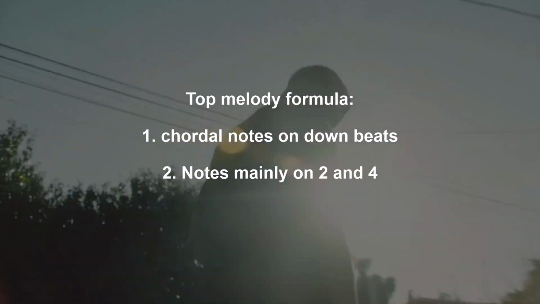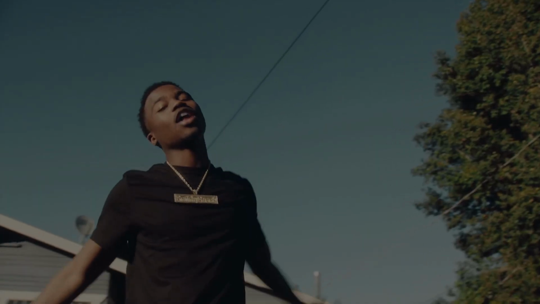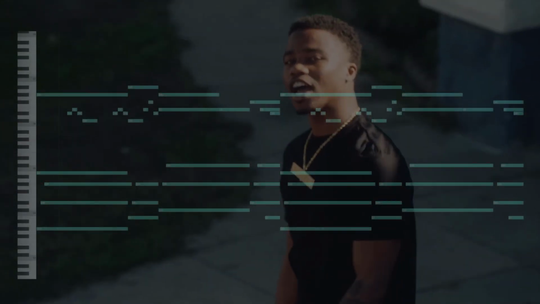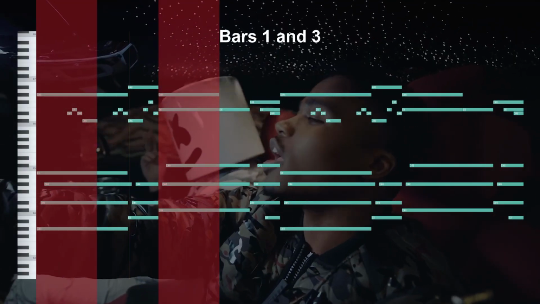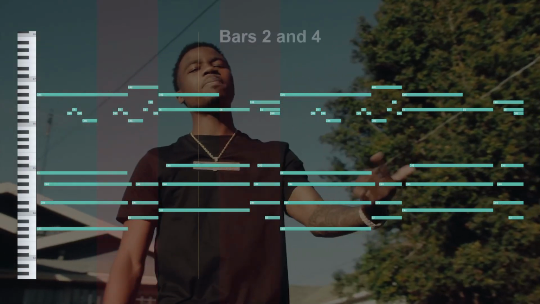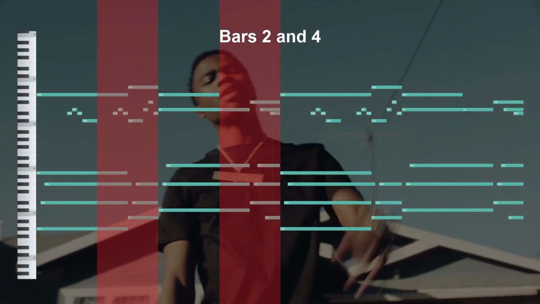2. Notes placed mainly in the bars 2 and 4. This refers to the fact that most rap melodies usually leave a bit of space empty on these bars and focus on placing notes on these bars. And here, even though there are a bunch of notes everywhere, we can clearly see that there are more notes towards these bars. And 3.